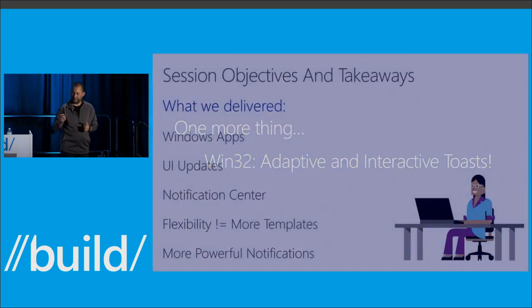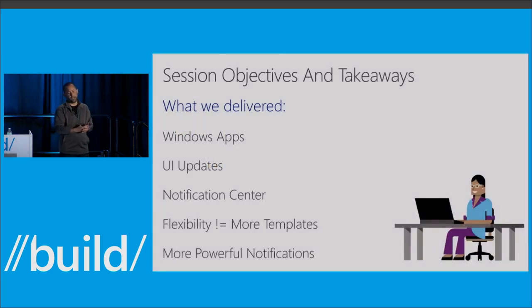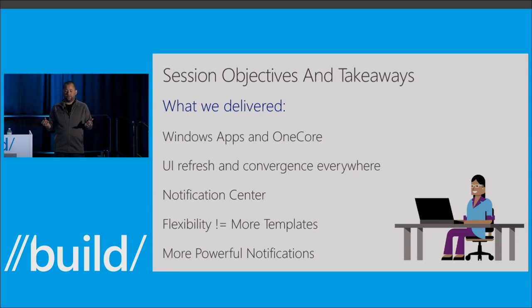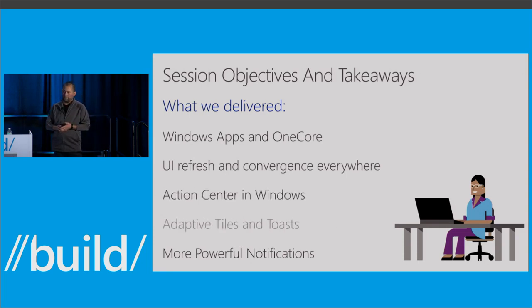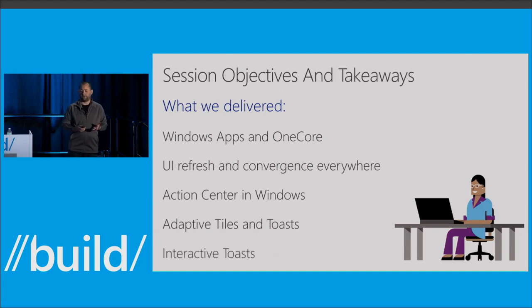So, a little bit of a recap. You said you wanted Windows apps. We hope we brought you Windows apps. You said you wanted some UI updates. UI refresh and convergence is everywhere now. You see it coming together. Notification Center, well, okay, we gave you Action Center in Windows. We gave you adaptive tiles and toasts instead of a new template catalog. And then finally, more powerful notifications through interactive toast notifications.